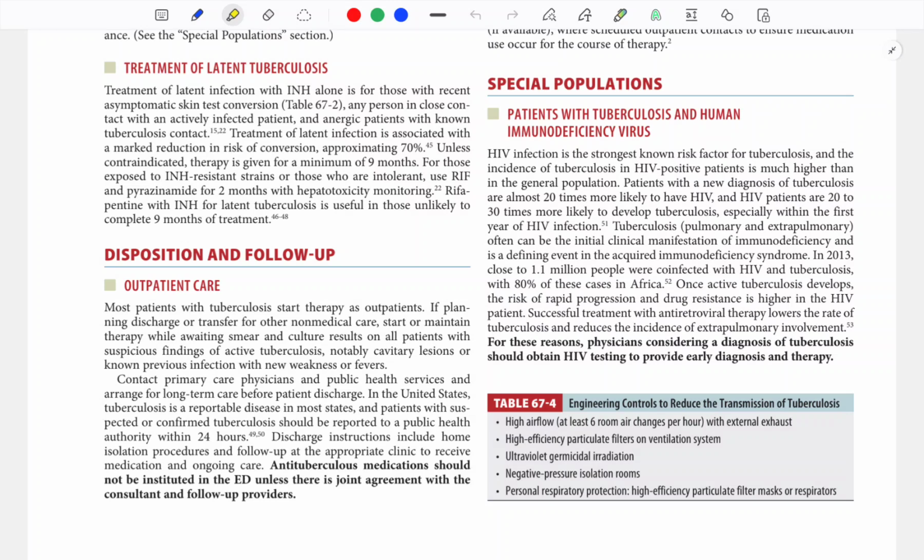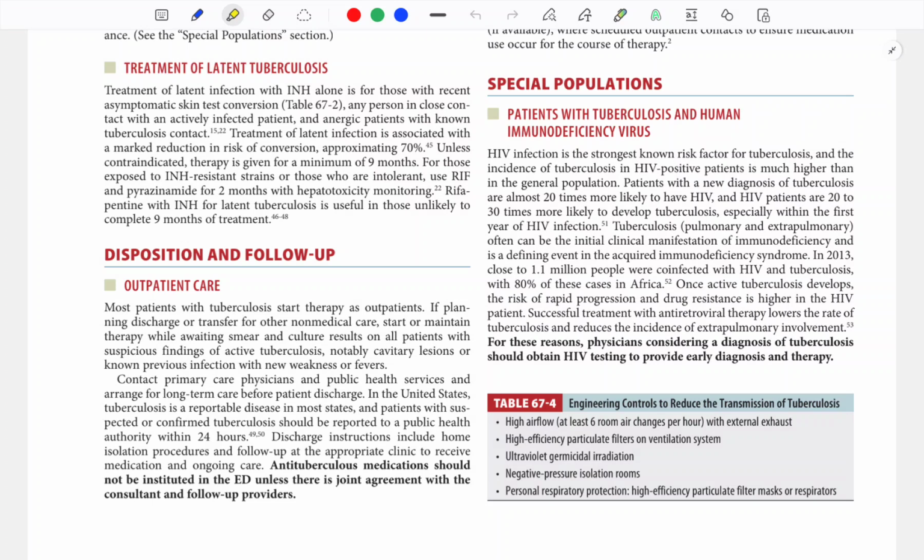What is MDR-TB? A TB that is resistant to rifampicin plus isoniazid. And what is extensively drug resistant XDR-TB? It is resistant to rifampicin plus isoniazid plus fluoroquinolone plus 1 injectable.